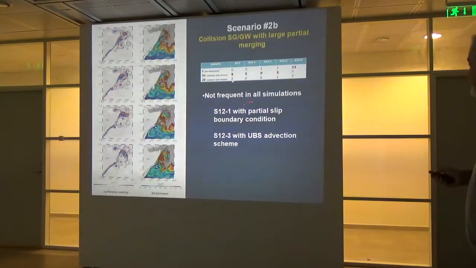Interestingly, if I look at this collision with fusion, this is in French, but it is interesting to see that the collision with fusion happens in this experiment, which has a partial seed boundary condition.